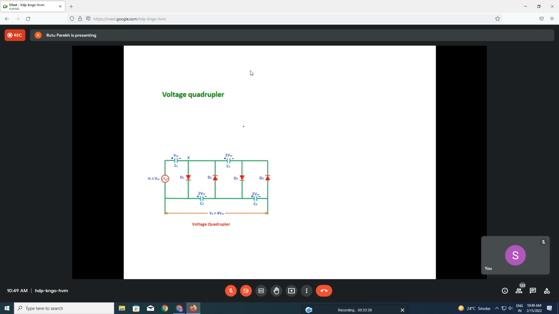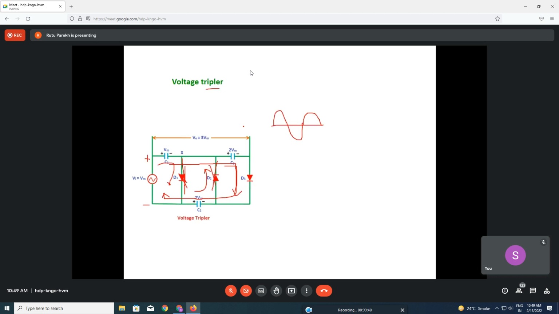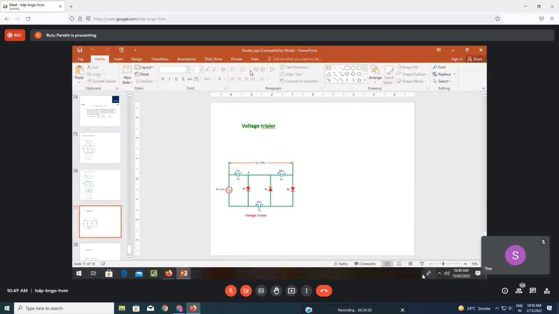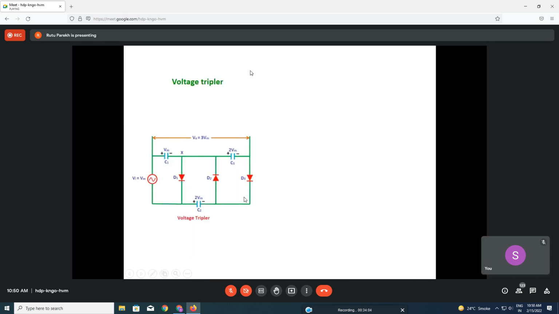Hello, ma'am. In the previous one, in the tripler, during the first positive half cycle, won't even C3 conduct? Yes, ma'am, I am also having a similar doubt. Because it is uncharged, and an uncharged capacitor also acts like a short circuit. No? So D1 will be short, and C3 will also be short.